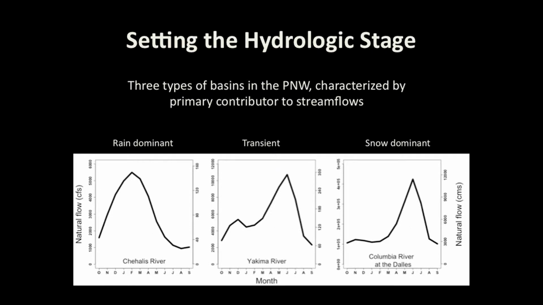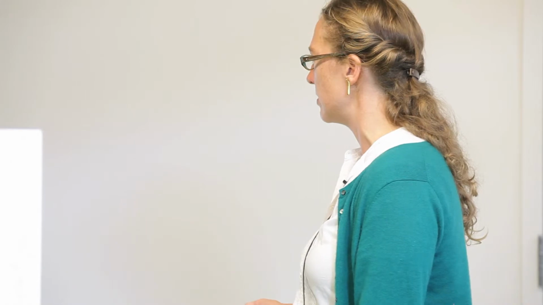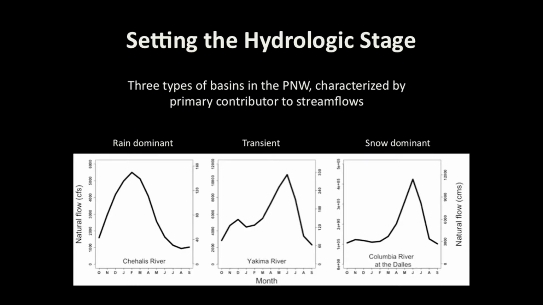So just to set the stage hydrologically in this region, we have three types of basins, and we classify those based on the dominant contributors to stream flows. So as the name implies, a rain-dominant system. On this horizontal axis are the months of the year, and here the water year runs from October to September. And then along this vertical axis is the stream flow magnitude, so the amount of water coming through that system at a given location.